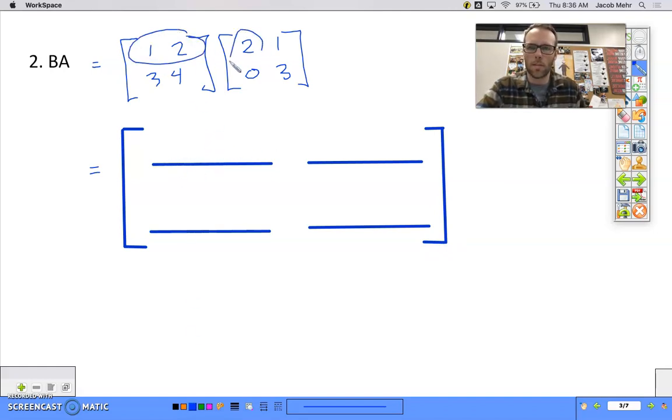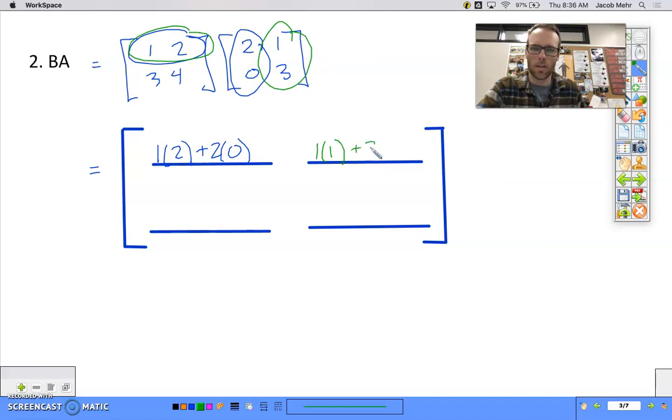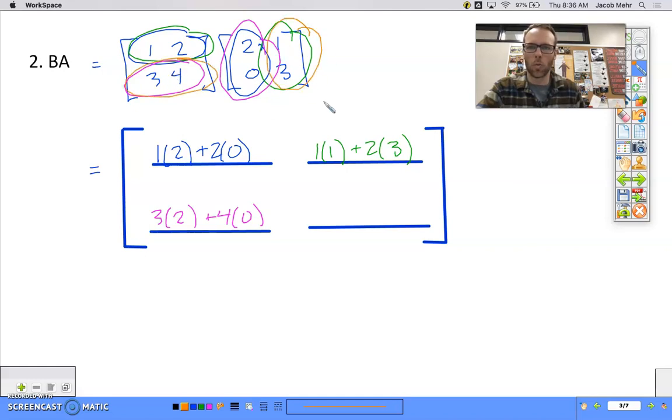All right, so let's do top left position. Top row times left column: 1 times 2 plus 2 times 0. Top right. Top row, right column: 1 times 1 plus 2 times 3. Bottom left, bottom row, left column: 3 times 2 plus 4 times 0. And bottom right, bottom row, right column: 3 times 1 plus 4 times 3.